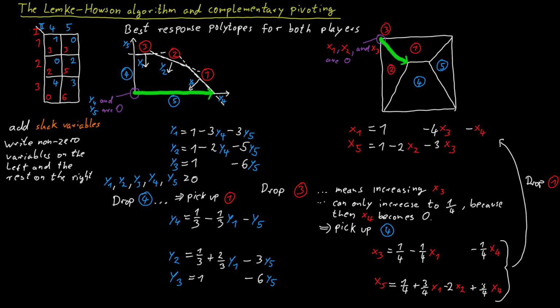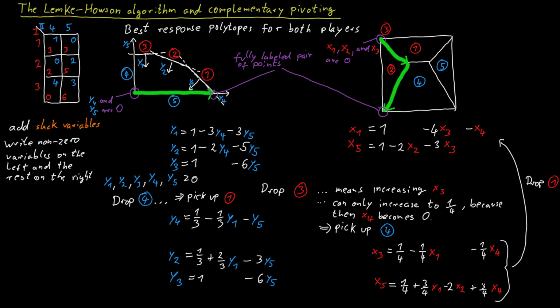And at this point, we realize we've picked up label 3 again. And that was the label we initially dropped, which means we've now reached a fully labeled pair of points again. We found a basic solution that actually corresponds to the Nash equilibrium. And this is how Lemke-Howson really works. So it just moves around in these polytopes, but it doesn't draw the polytopes. It just maintains the dictionaries and rearranges these equations again and again until it finds a basic solution in dictionary form that corresponds to the Nash equilibrium.